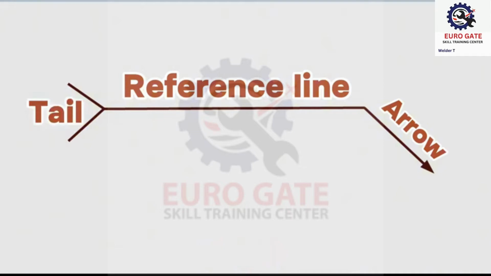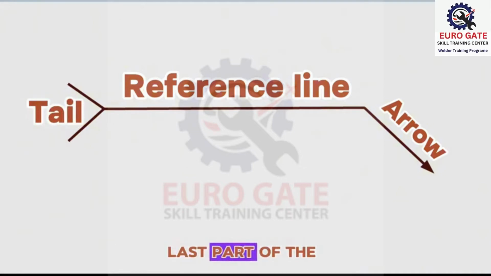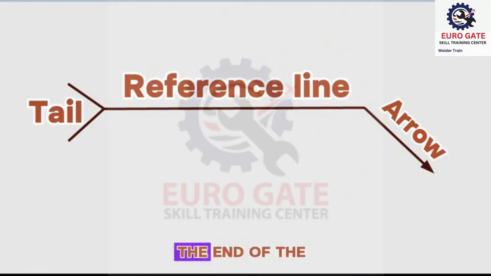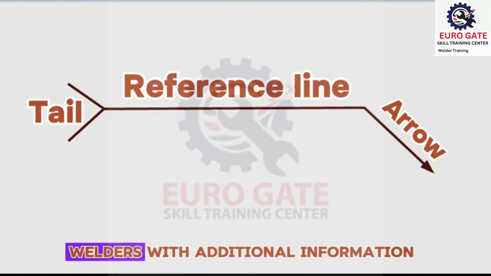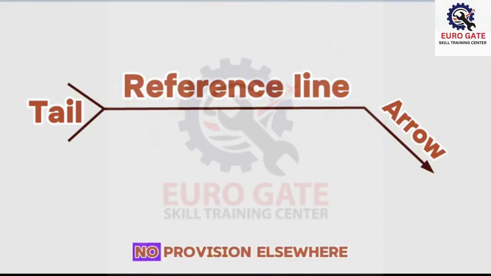The tail. The tail is the last part of the welding symbol, which is drawn at the end of the reference line opposite the arrow. The tail is used to provide welders with additional information for which there is no provision elsewhere.